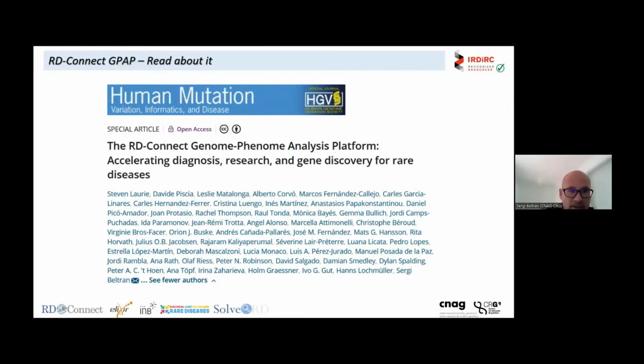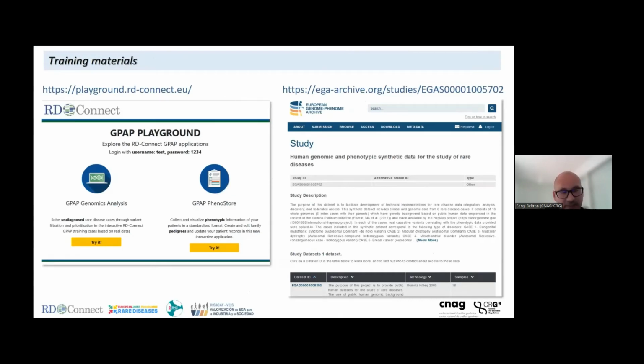If you want to know more about RD-Connect GPAP, you can read the paper that we published earlier this year. And also there are some training materials that you can access, and I'm going to go through a few of those in a minute. On one side, we have the playground at playground.rdconnect.eu. And then also we have a synthetic data set that has been funded partially by BASE, which is at the EGA. You don't need to write down the EGA study number, but if you look in the EGA archive search box for rare disease synthetic data, you will easily find it. And this is the data that we're going to be looking at today in the GPAP.